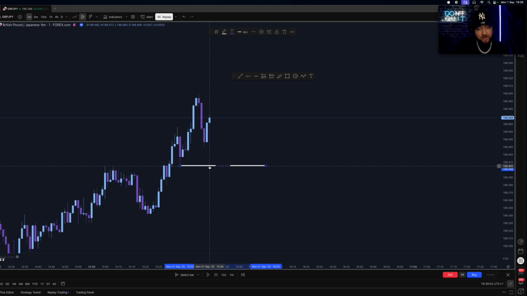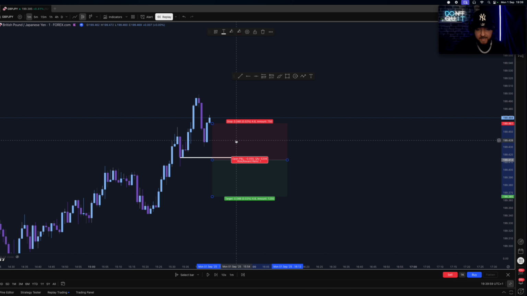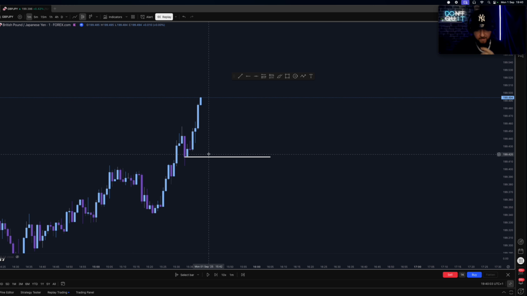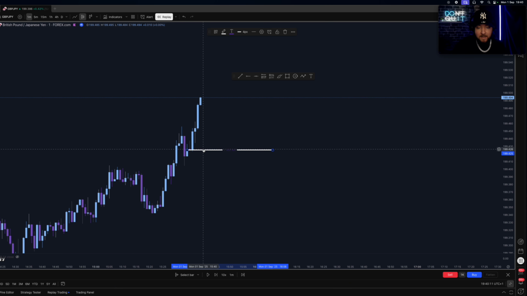A lot of people even put it on the wicks, but for me, that's not a sniper entry. If price breaks below this level, I want to get in. Let me pull it back a little bit more. You could put it there, you wouldn't be wrong. Or you could put it there, and you wouldn't be wrong. But for me, I'd probably put it there. And let me tell you why that is.